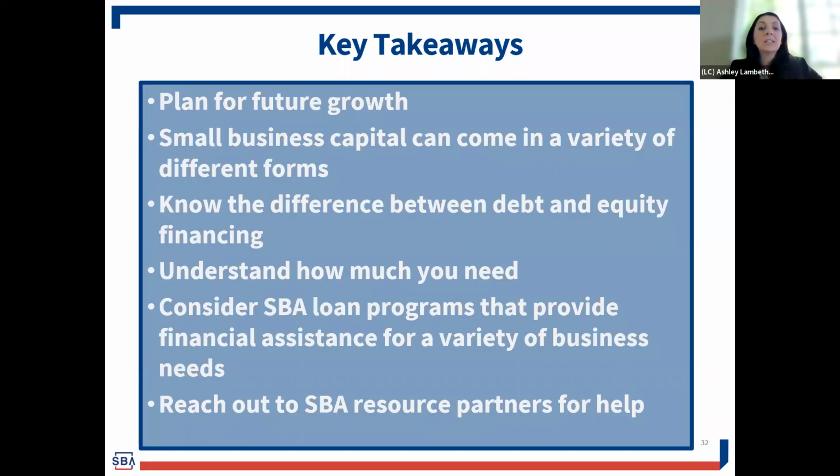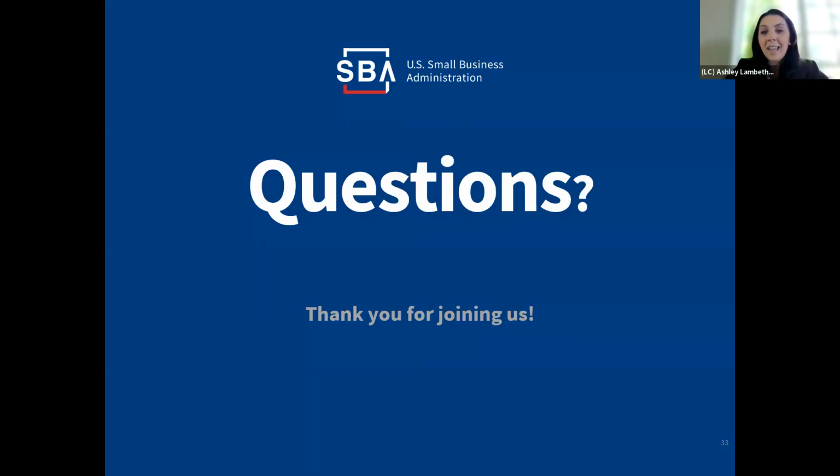So the key takeaways here are plan for future growth. Small business capital can come from a variety of different forms. You want to know the difference between debt and equity financing. So how much control do you need? How long of terms do you need? And understand exactly how much money you need. Consider SBA loan programs that provide financial assistance for a variety of business needs. And then you can reach out to the SBA or our resource partners if you need any help. So with that, that concludes my portion here. Does anyone have any questions that I might be able to answer for you?